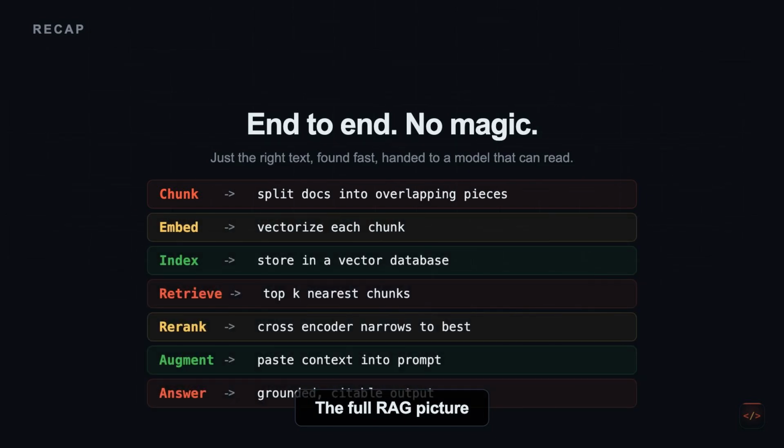Split your documents into chunks, embed them into vectors, and store them in an index you can search fast. At question time, embed the query, retrieve the nearest chunks, and re-rank them to the best few. Drop those into the prompt with an instruction to answer only from the context, and the model writes a grounded, citable answer, which is always good for us. Watch for the failure modes, retrieval misses and weak chunks, and measure both stages so you can improve them. No retraining, no frozen knowledge. Just the right amount of text found at the right moment, handed to a model that knows how to read.